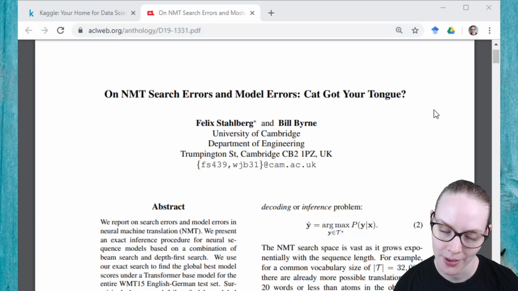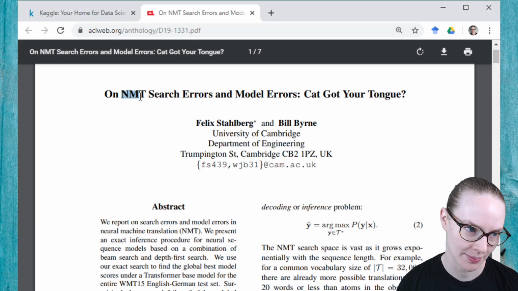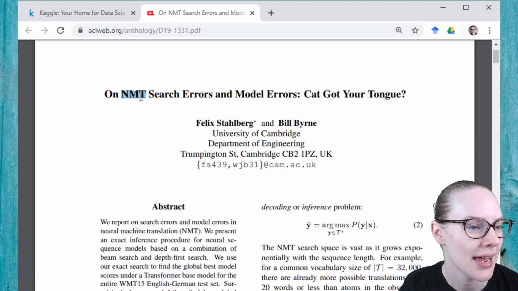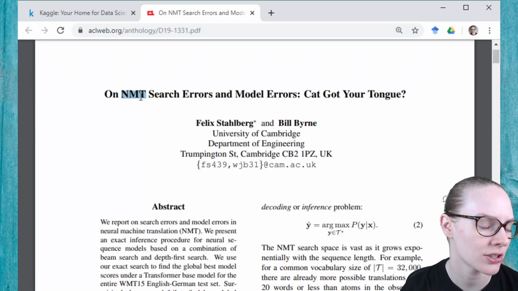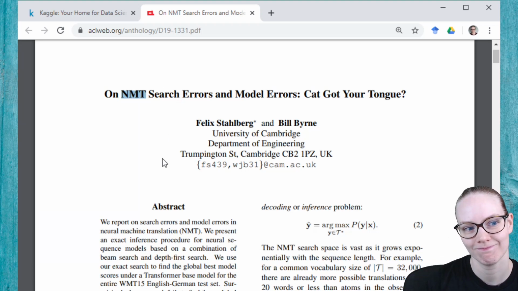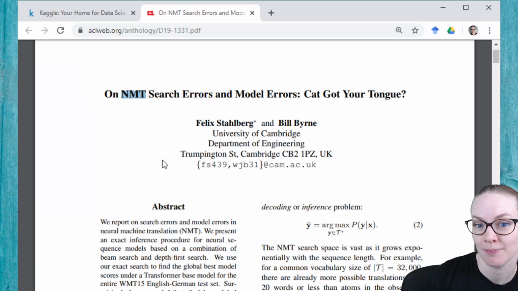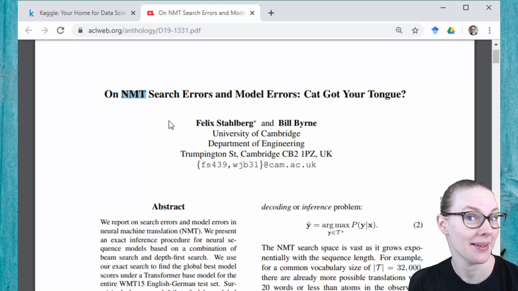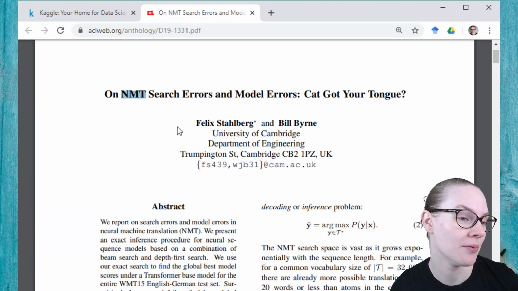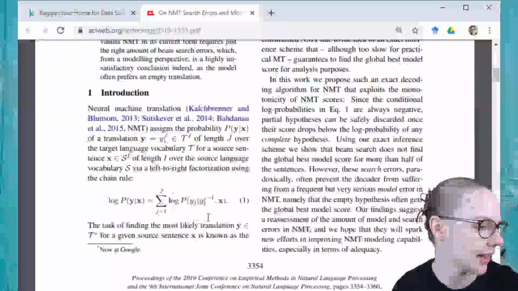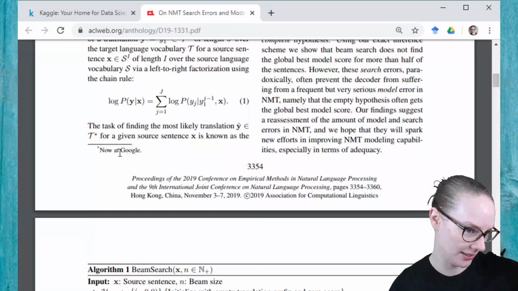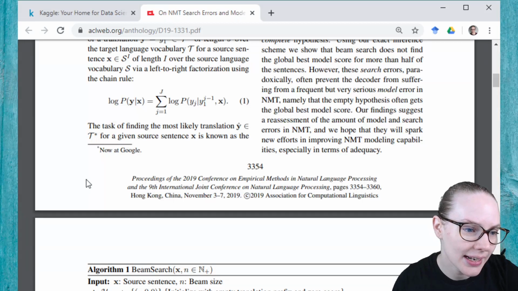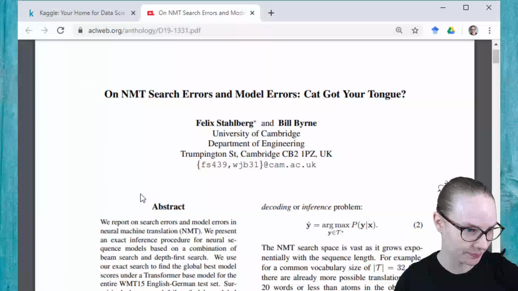This week, we're starting a new paper, and it is on NMT, neural machine translation: Search Errors and Model Errors, Cat Got Your Tongue. It's by Felix Stolberg and Bill Byrne, from the University of Cambridge, and it looks like Felix Stolberg is now at Google. This was published at EMNLP 2019 in Hong Kong this November.